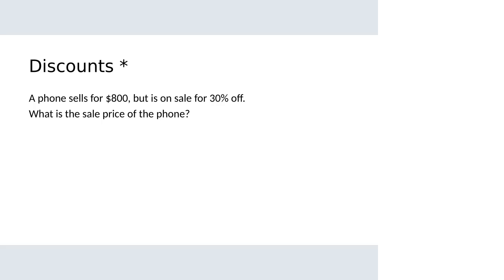Okay, there it is. A phone sells for $800, but is on sale for 30% off. What is the sale price of the phone? I'll make a poll for this one.